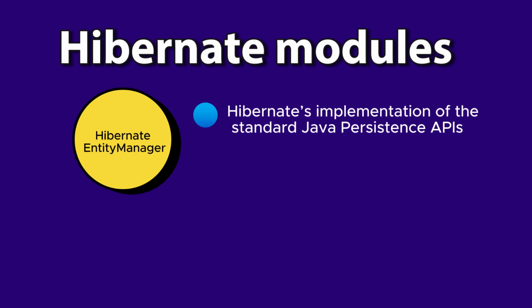The next Hibernate module is the Hibernate Entity Manager, which is a Hibernate implementation of the standard Java Persistence APIs. It's an optional module, and to be more specific, we'll be using the Entity Manager interface to persist, retrieve, or update data in the database. And this is the beauty of JPA, because we'll not be using the native methods of Hibernate.